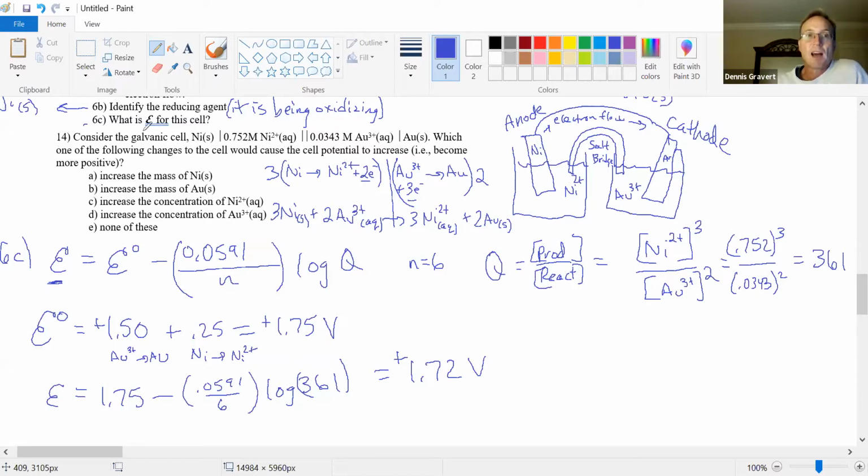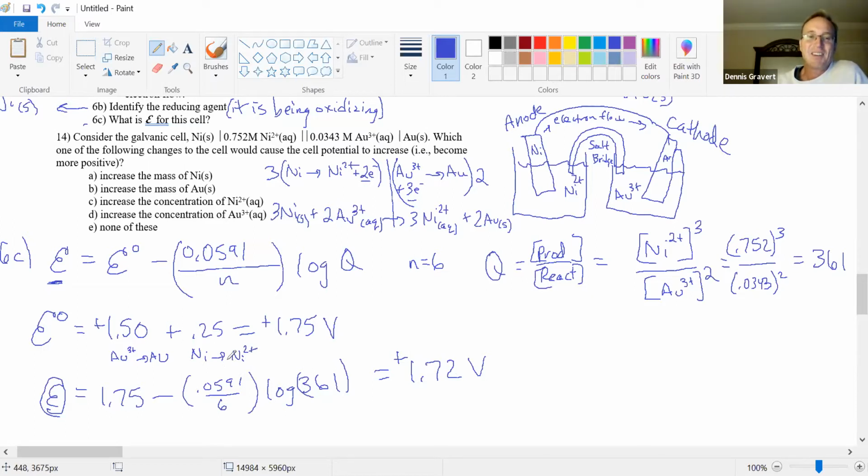Cool. Let's jump down to number 14 because it dealt with the same cell. So I know I'm taking these out of order, but they're connected. Number 14 says, consider that galvanic cell we worked out in number 6. Same exact cell. Which one of the following changes to the cell would cause the cell potential to increase, become more positive? So what it's saying is we want this number to get bigger, and we saw it got smaller. So we don't want that.